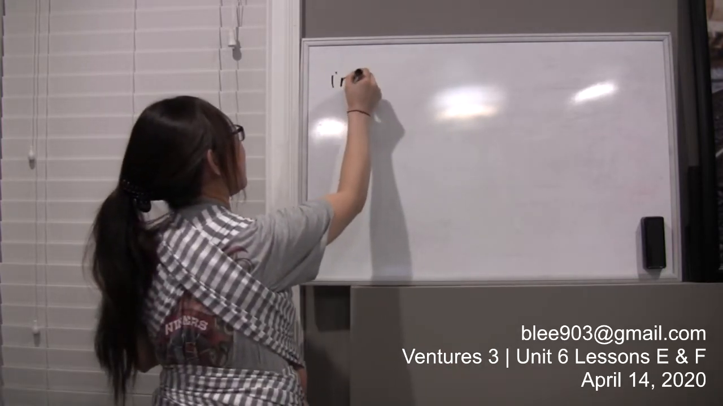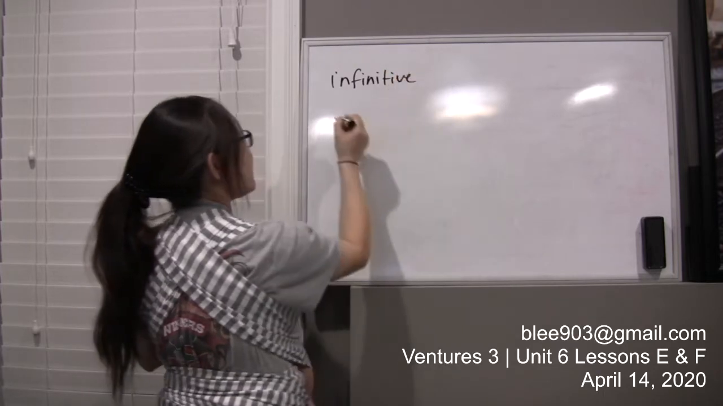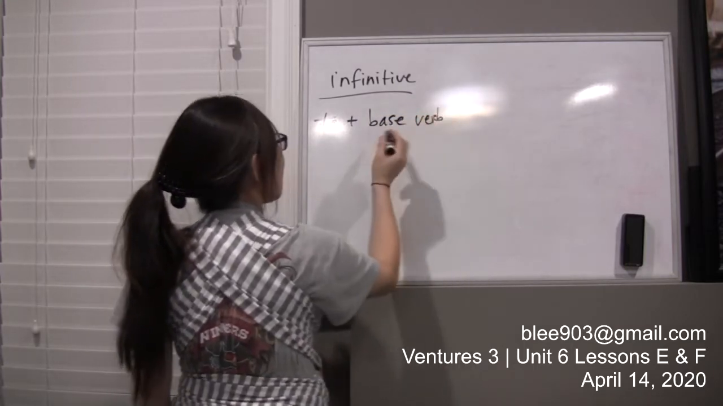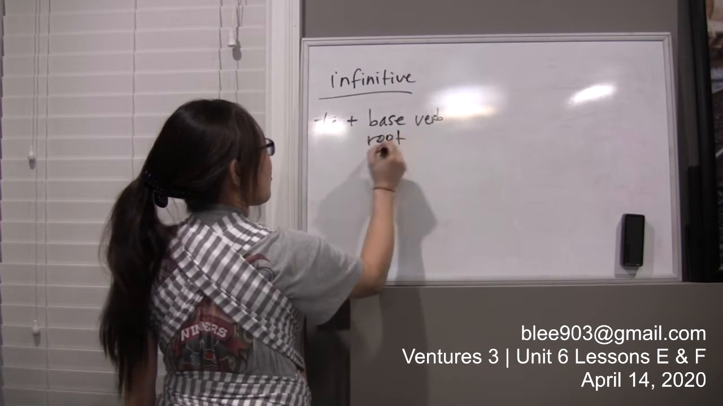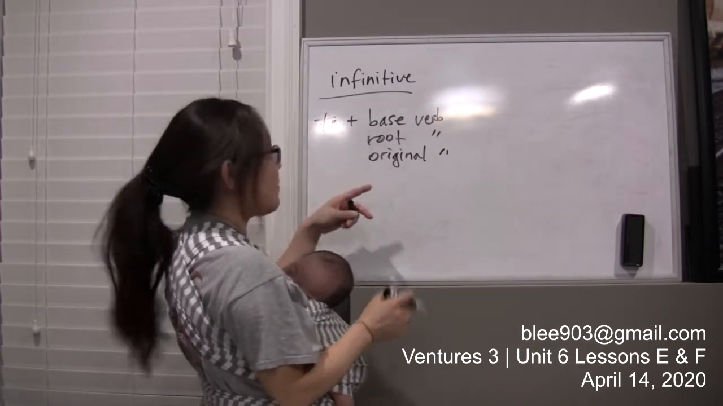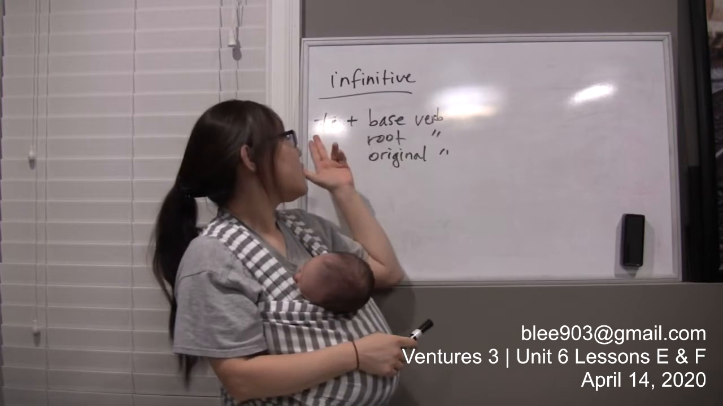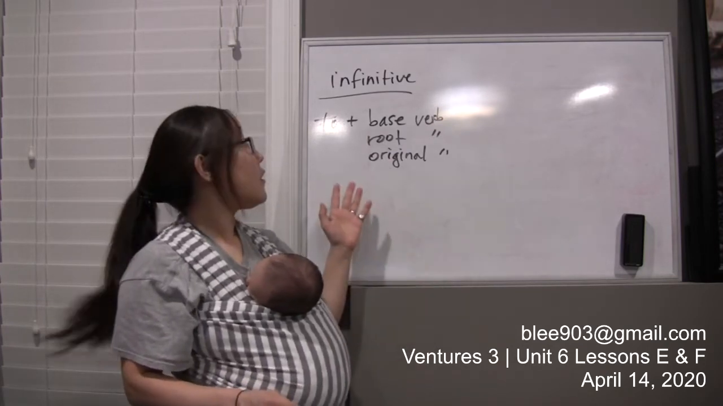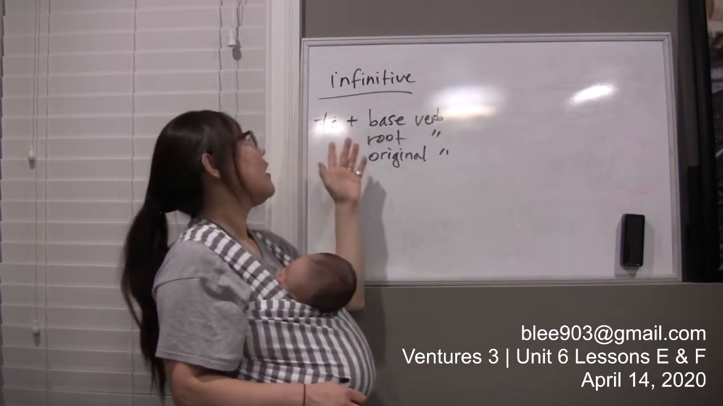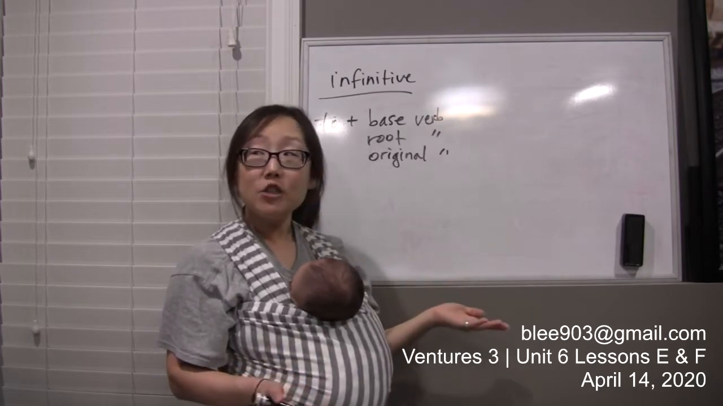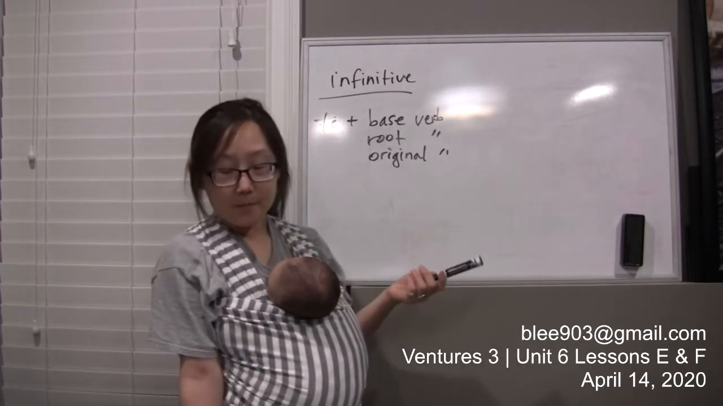Okay, so if you remember, an infinitive is to plus base verb, or base verb is the same as root verb or original verb. Yeah, all the same thing. So this is an infinitive. So for example, we might say to go, to watch, to see, and you can also add a verb before an infinitive. So we might say, for example, plan to go, intend to watch, hope to see. So those are very common phrases.